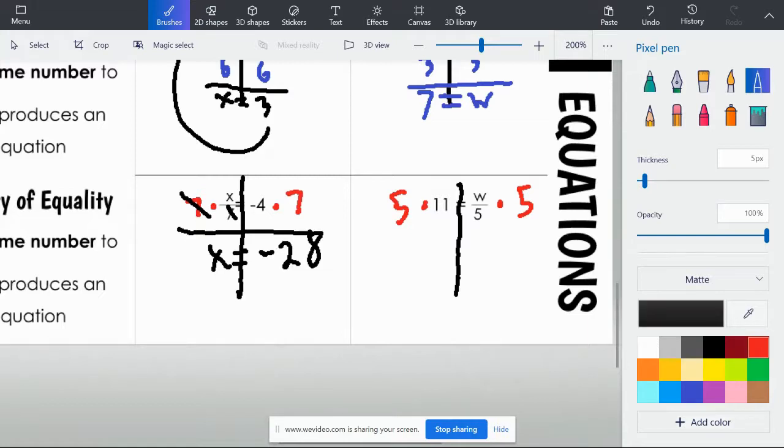w divided by 5 times 5. Those 5s cancel out because they're inverse operations. We pull our w down. That's what's left on the right. 5 times 11 is 55. w equals 55. We can check it by plugging in our 55 for our w because they should be equal. 55 divided by 5 is 11. So we were correct on that.